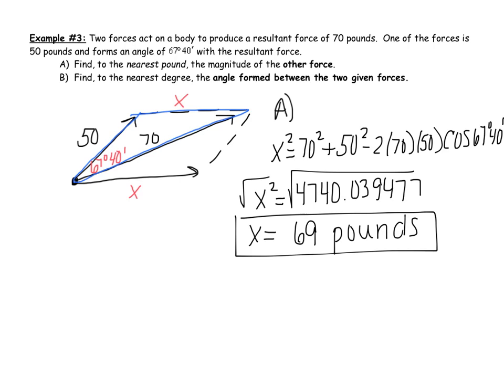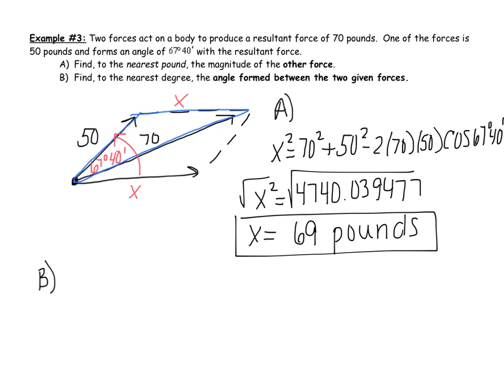So let's look at part B. It says, find to the nearest degree the angle formed between the two given forces. So they really want this whole angle. So we have half of the angle, not necessarily half, but we have a portion of the angle. We have the 67 degrees, 40 minutes. We need this other piece in here.